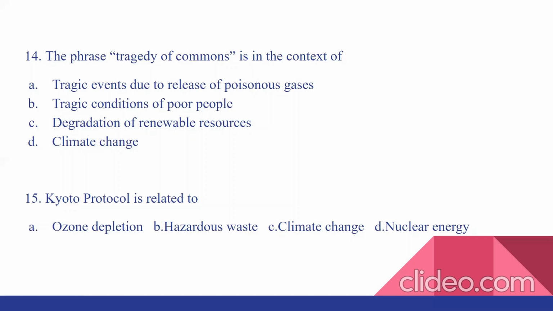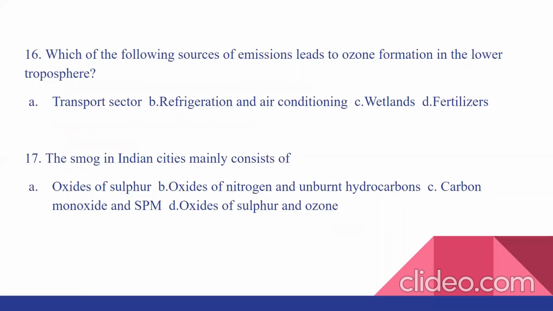Kyoto World Earth Summit was held in the year 1992 in Japan. Answer is C, climate change. Which of the following sources of emissions leads to ozone formation in the lower troposphere? So one option is transport sector, another refrigeration and air conditioning, C, wetlands, and D, fertilizers.